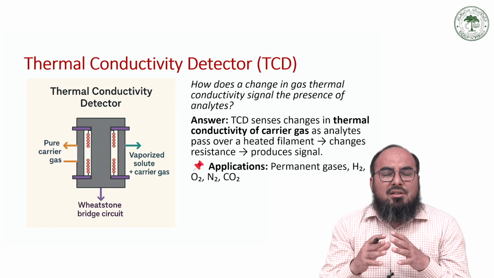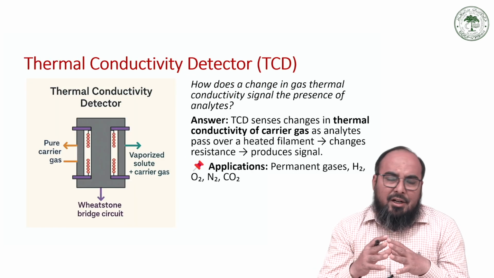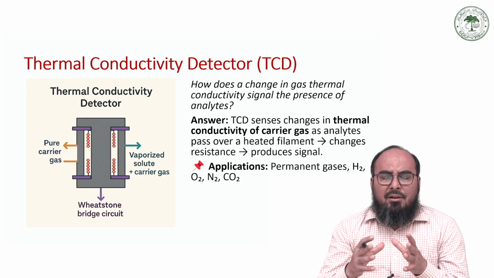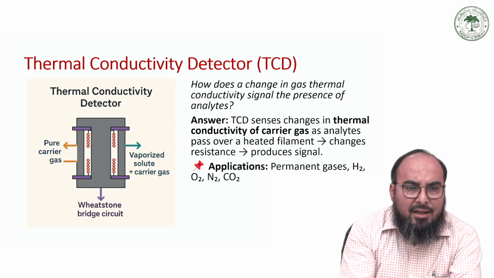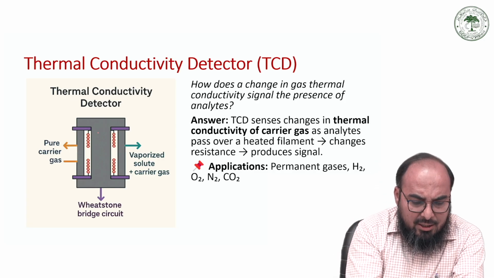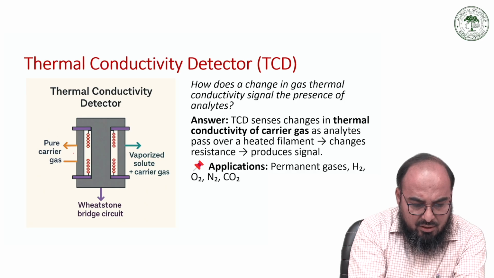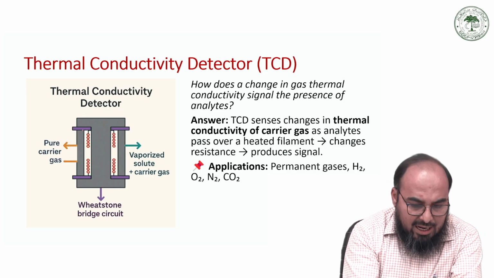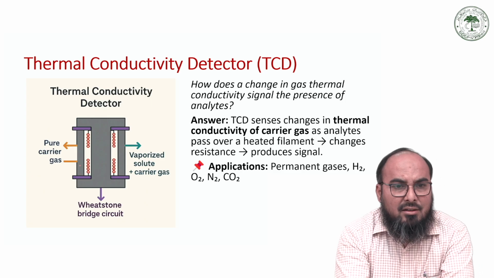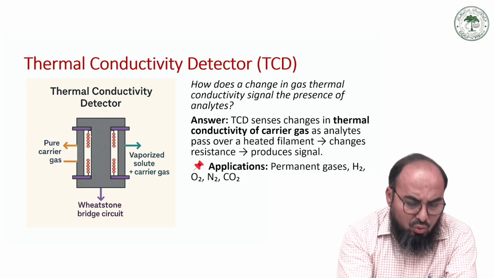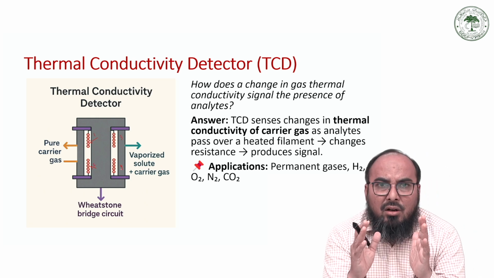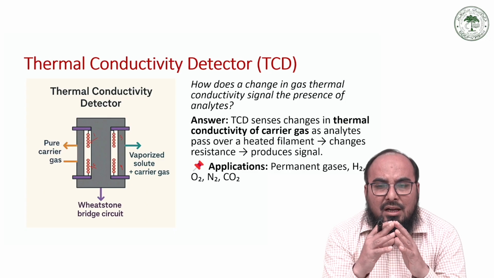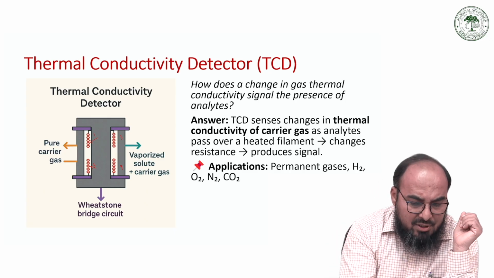So let us move towards another detector, that is called the thermal conductivity detector. The thermal conductivity detector actually consists of a metallic block. You can see a metallic block, and this metallic block is composed of two cavities, and in each cavity there are two resistors. You can see 1, 2, 3, 4. So a single metallic block, two cavities, and 4 resistors are there.